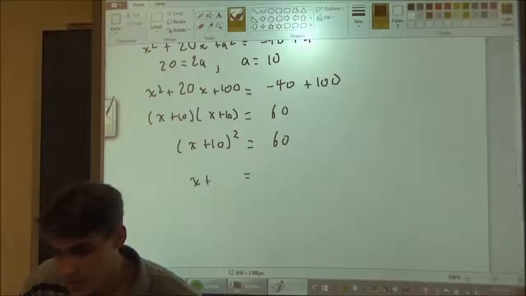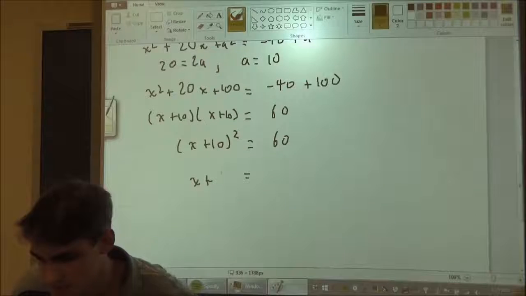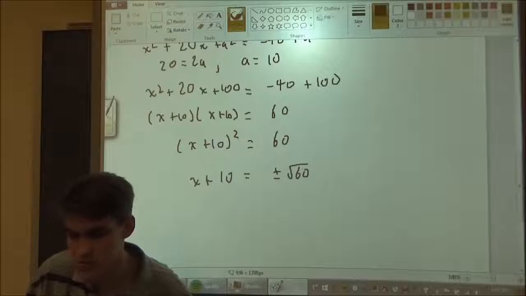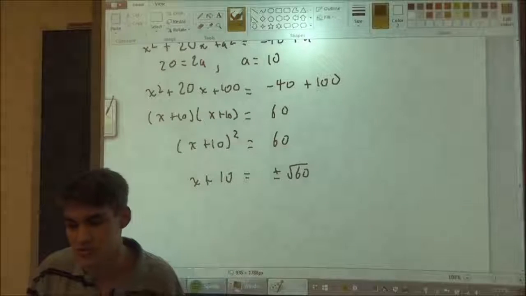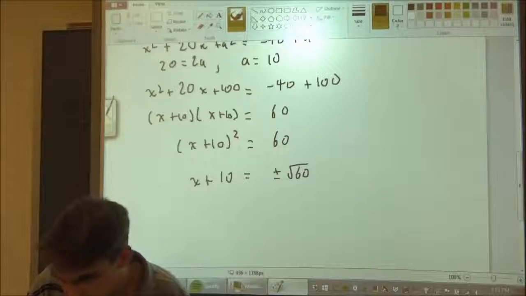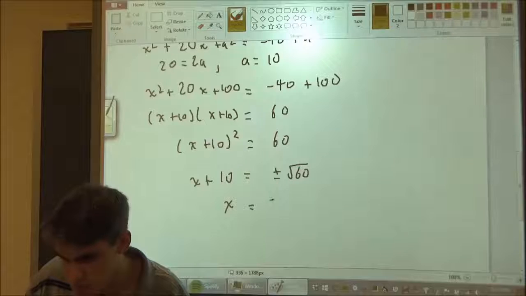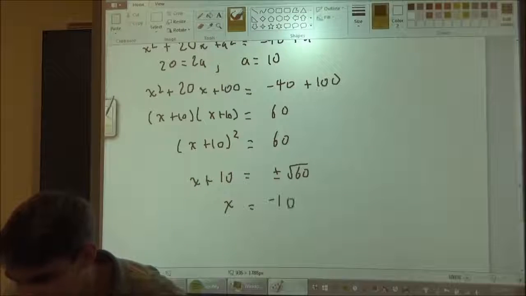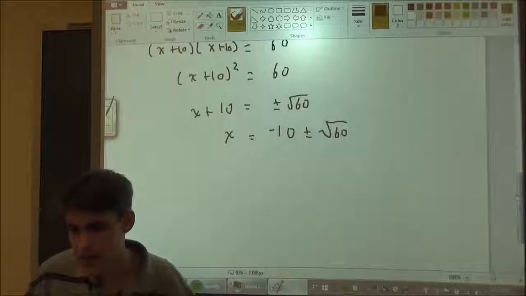So what we can do is, that's not a 10. This is a 10. That was like a zero. We can take the square root of 60, plus or minus the square root. You got to do that because it's an equation, so you always have to do the plus or minus when you're taking the square root of things. And then we just move the 10 over. Again, another zero. So we get negative 10 plus or minus the square root of 60. And that's our final answer.